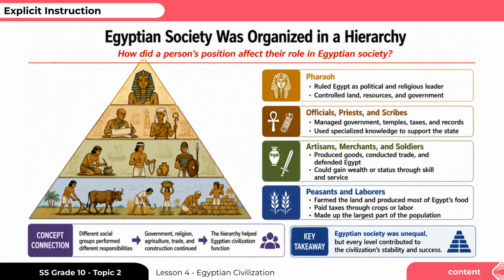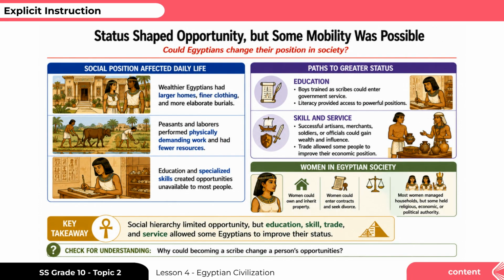Quick check. Why were peasants essential even though they had little political power? Social position affected daily life. Wealthier Egyptians generally had larger homes, finer clothing, more resources, and more elaborate burials. Peasants and laborers performed more physically demanding work and had fewer opportunities.